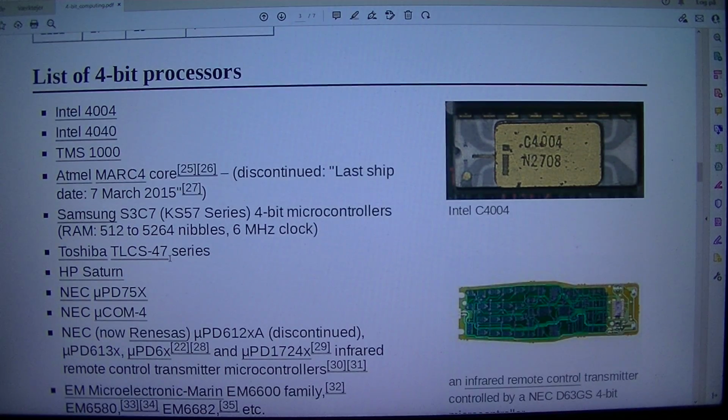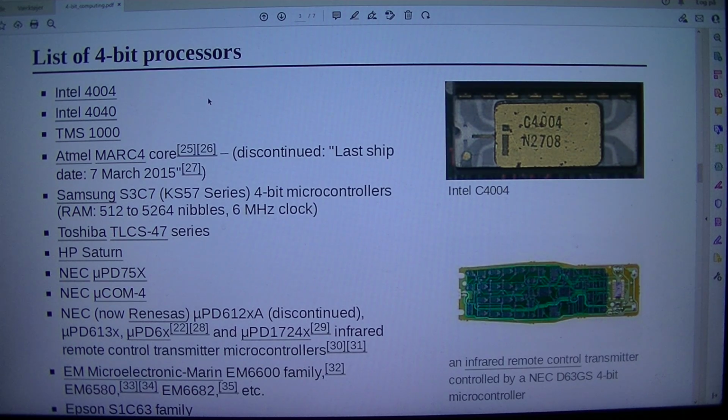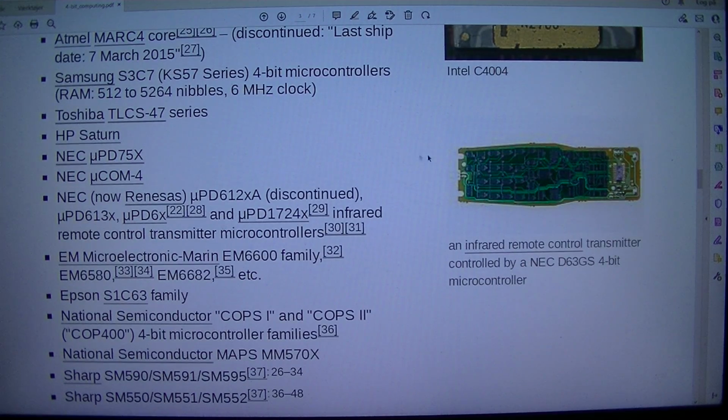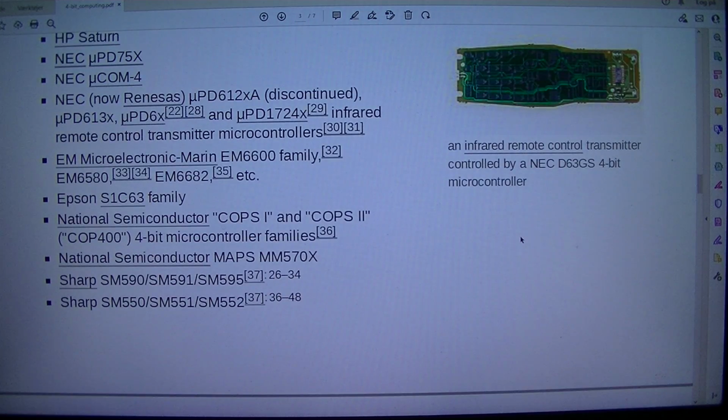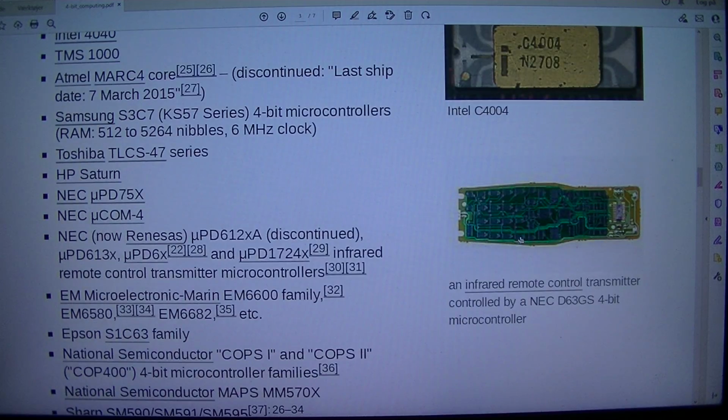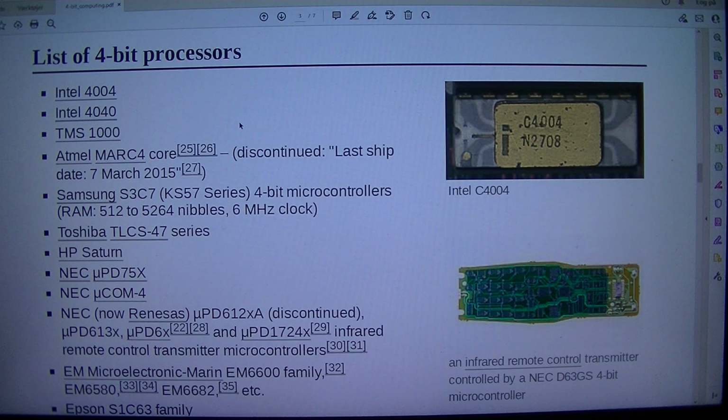Intel C4004 infrared remote control PCB. An infrared remote control transmitter controlled by a NEC D63GS 4-bit microcontroller. Intel 4004. Intel 4040. TMS 1000. Atmel Mark IV Core, 25, 26. Discontinued. Last ship date, the 7th of March 2015, 27.